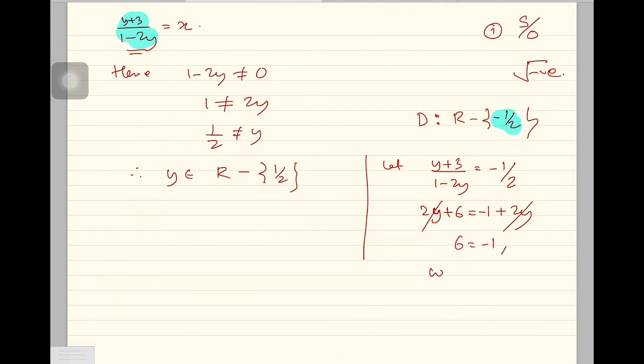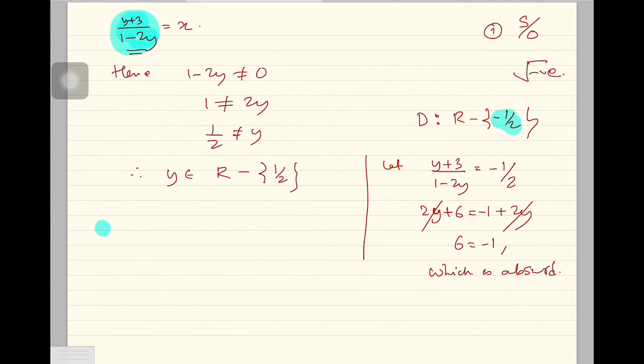So I'm getting 6 equals to minus 1, which is absurd. That means in any situation, this is not going to happen, because if (y plus 3) divided by (1 minus 2y) has to become minus half, then the number system has to change and 6 has to be equal to minus 1, which is not possible, because 6 is not equal to minus 1, isn't it? So that's why there is no such number which can ever make this particular fraction, the highlighted fraction you can see here, this particular fraction or the value of x equals to minus half.